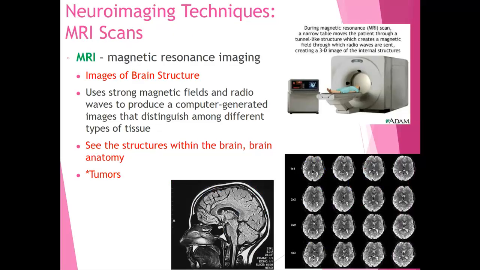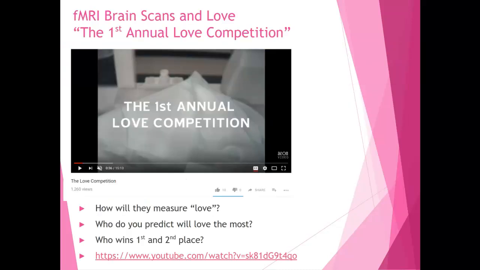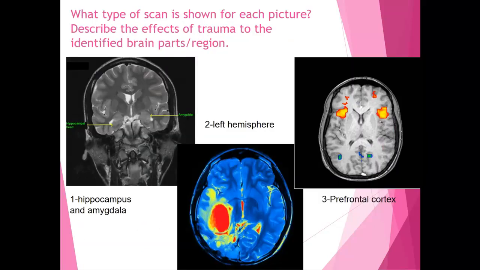MRI is like a big X-ray, so it's good for showing tissue and structures like brain tumors. And then fMRI shows where blood flow is happening in the brain. Remember we watched the love competition where they scanned all those people while they talked about being in love? That was an fMRI, and they were able to see who had the most blood flow while they were recalling thoughts on love.